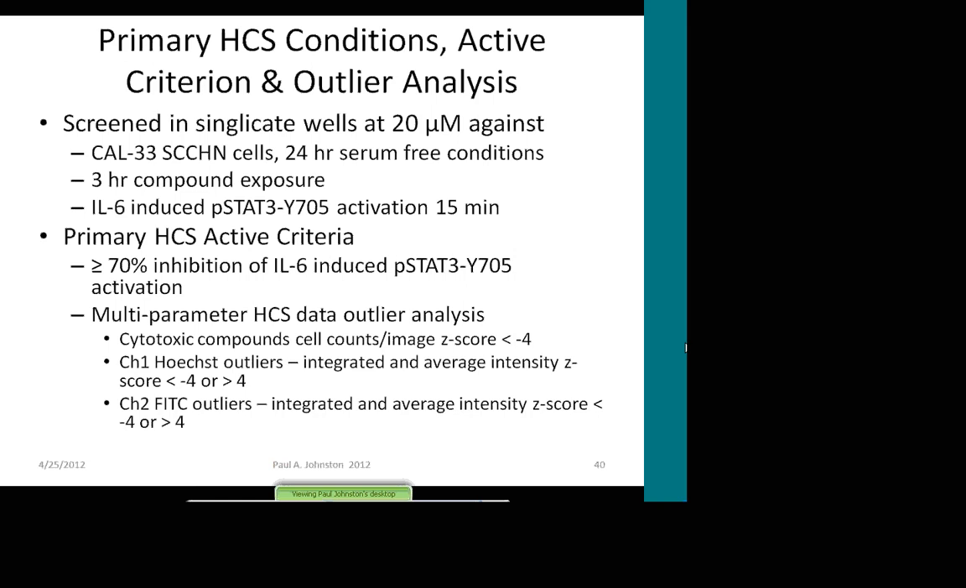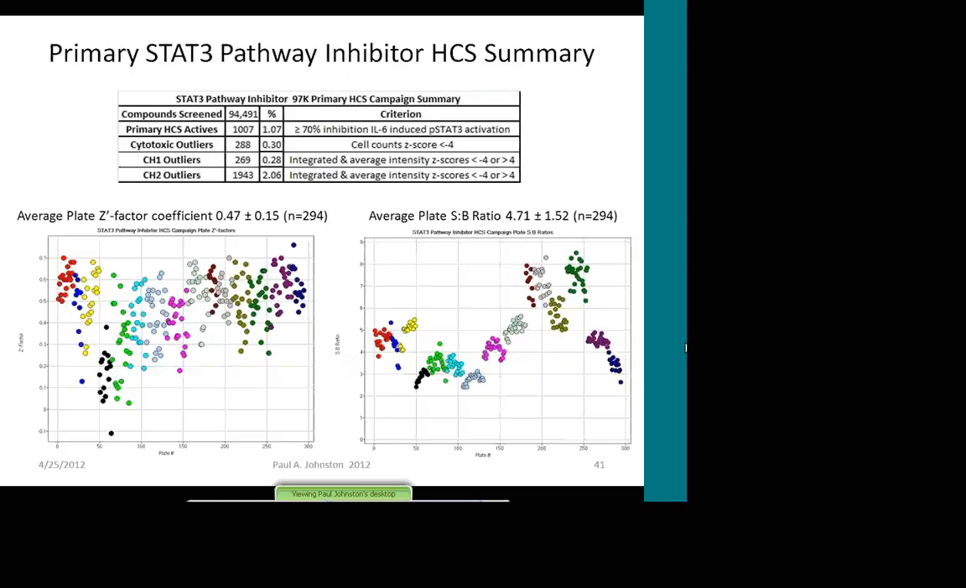So this is how we ran the screen. We screened in 56 wells at 20 micromolar, 3-hour compound exposure, IL-6. We set our active criterion as greater than 70%, and then we used the multi-parameter HGF data for outlier analysis. Here's a summary of the screen.